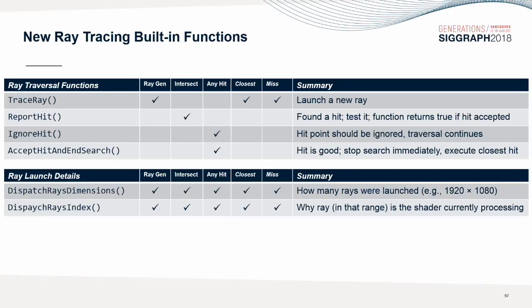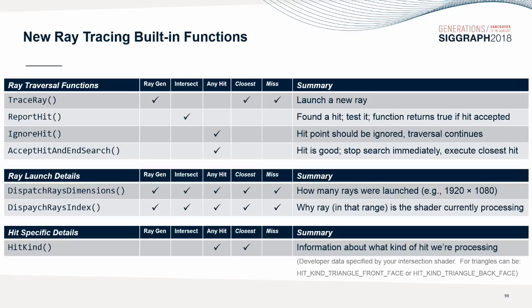All right. Another class of built-in functions are the ray launch details, and you've already seen these. There's DispatchRaysDimensions and DispatchRaysIndex, which allow you to query, given your current launch of rays, where you are in that grid of launches. And you can use this in any shader here: ray gen, intersection, any hit, closest, or miss. And so if you launched a full screen 1920 by 1080 pass of rays, you can get 1920 by 1080 back from your ray dimensions and some number between 0 and 1920 and 0 and 1080 with your index.